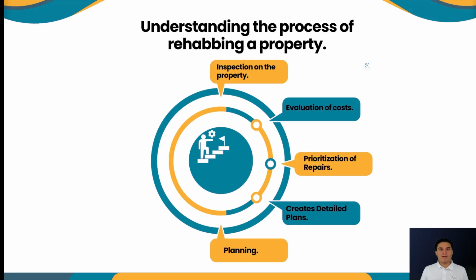So now that you've planned everything, you just need to commit and get this property fully rehabbed within the time frame. So these are the 5 items that you need to memorize in order to understand the process of rehabbing a property. Those are the 5 things that you need to work on and the 5 things that you need to remember every time you do it.